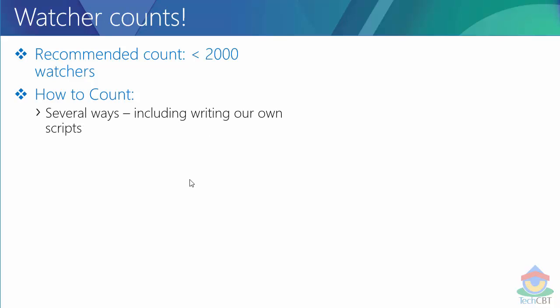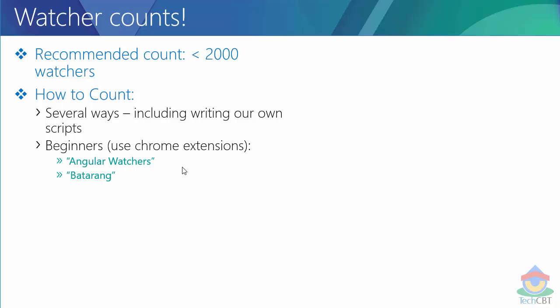There are several ways to count the watches, including developing your own scripts and actually counting the number of watches with respect to the current scope or child scope or root scope, or even to the template or directive levels. But if you are a beginner, I recommend using a couple of Chrome extensions called Angular Watches or Batarang, directly from the AngularJS guys. You can use either of these two if you are a beginner in order to have some understanding of how the watches are going to be created and how to get the count of currently working watches created by AngularJS or by the users or both.